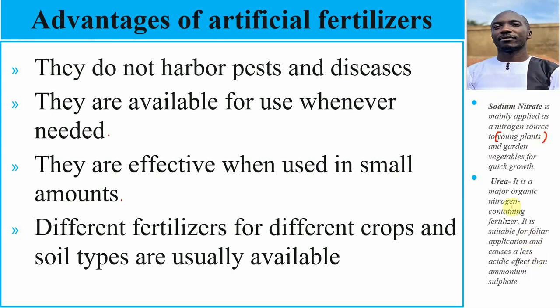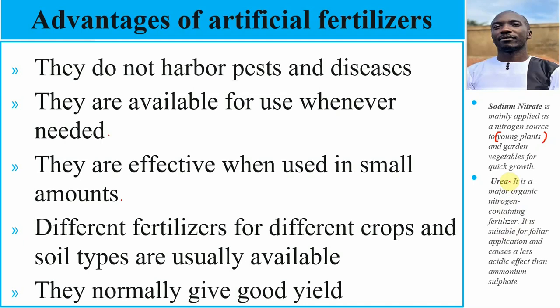Then we also have urea. It is a major organic nitrogen containing fertilizer. So you can see that urea contains much nitrogen. The bigger percentage of it is nitrogen. It is also suitable for foliar application and causes less acidic effect than ammonium phosphate. Okay.